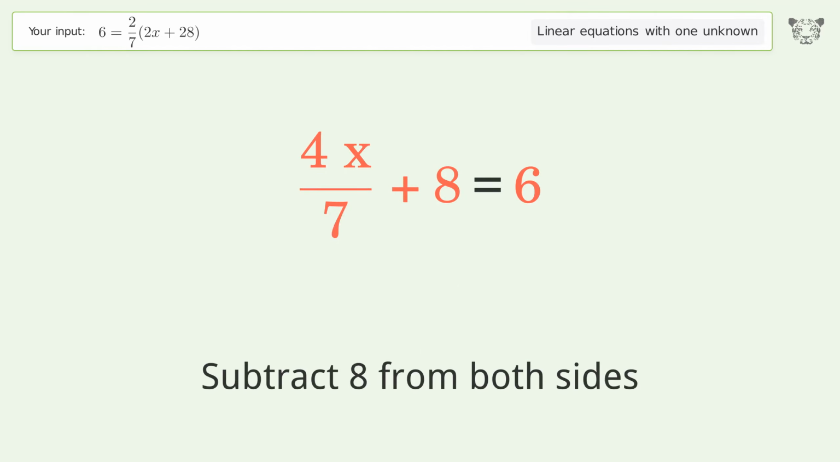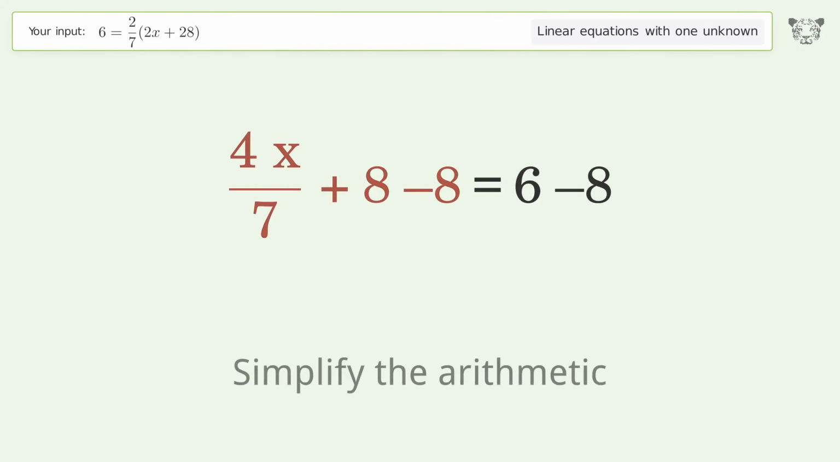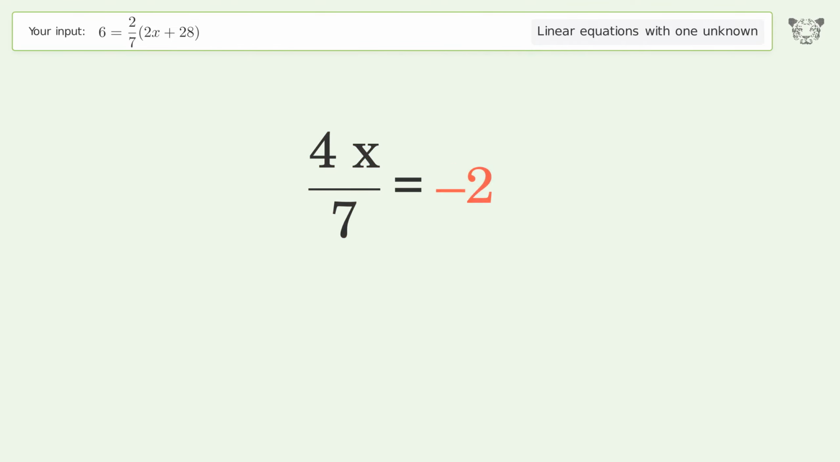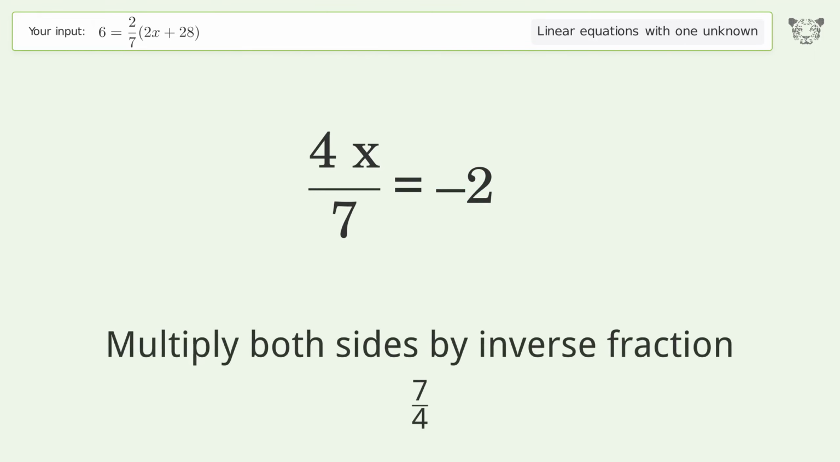Subtract 8 from both sides. Simplify the arithmetic. Isolate the x. Multiply both sides by the inverse fraction 7/4.